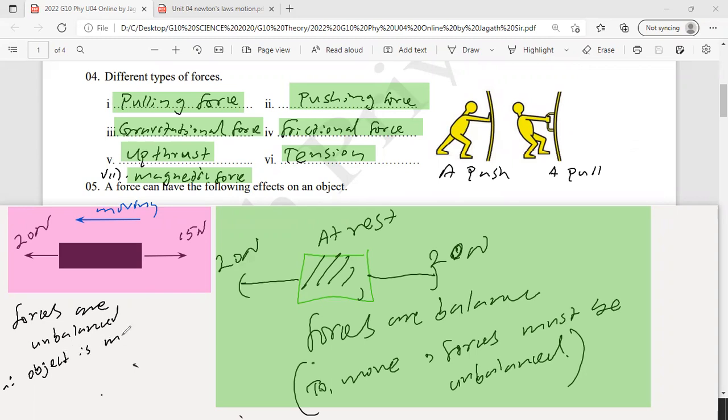Therefore, the object is moving towards the greater force. Are you all copying down this separately? Not in the tute. You have to copy down these two in your writing book.